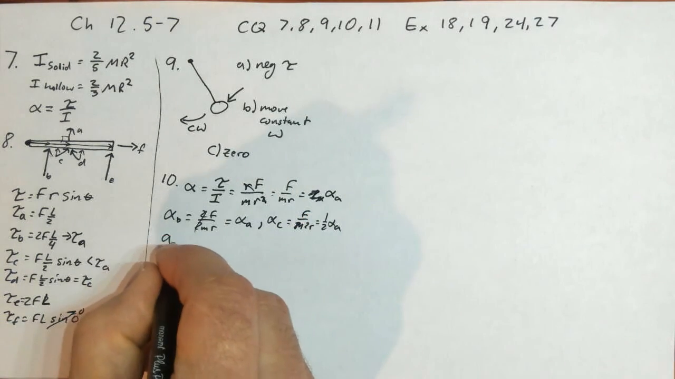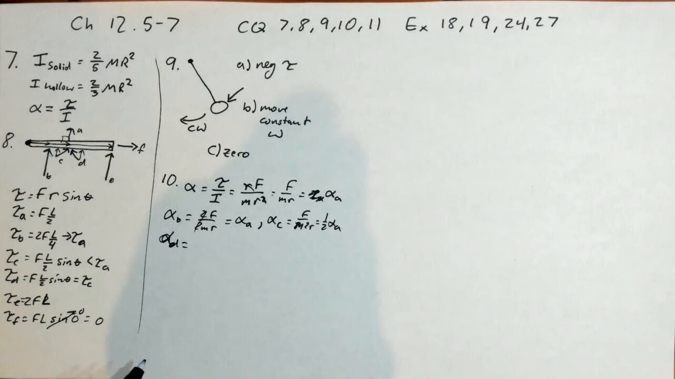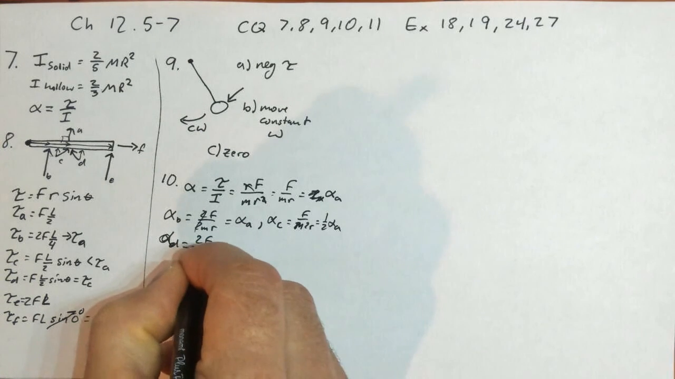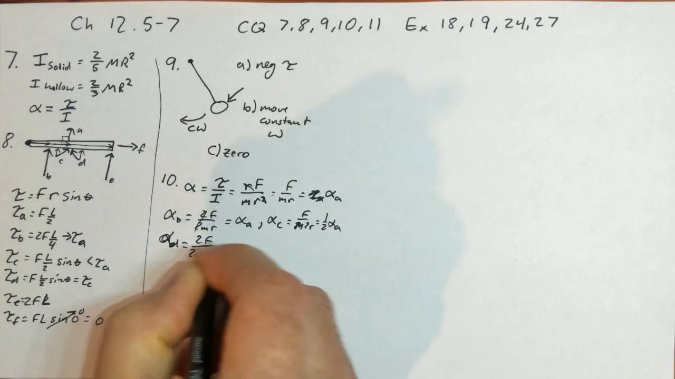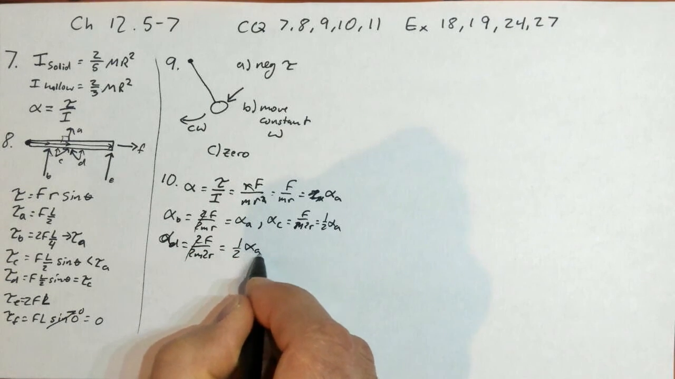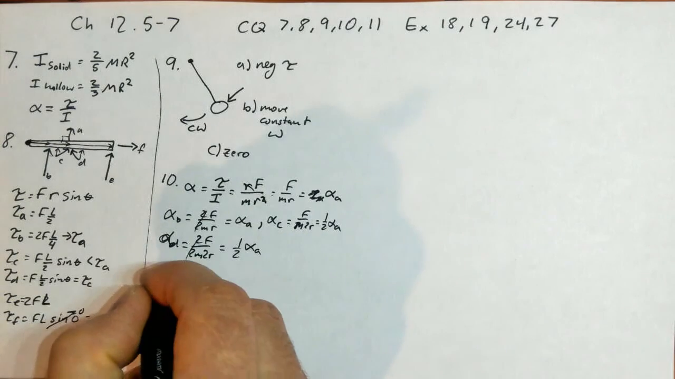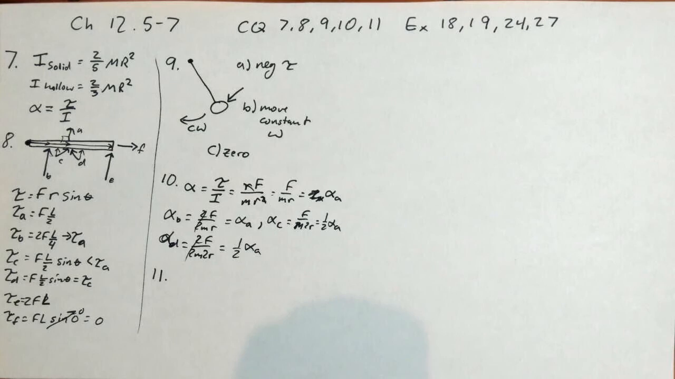And lastly, alpha D. Twice the force, twice the radius, and twice the mass. 2F, 2M, 2R. Two of the 2's cancel, leaving us 1/2 alpha A. So alpha A and B are the same, and alpha C and D are the same, but equal to 1/2 of A.